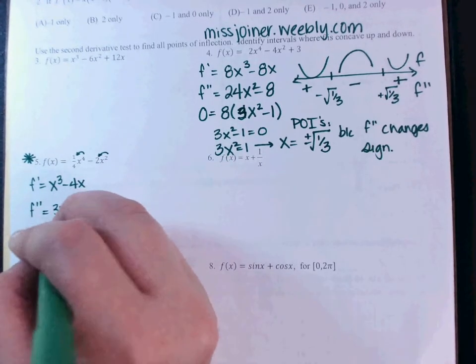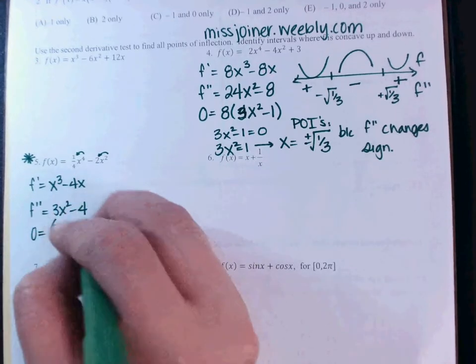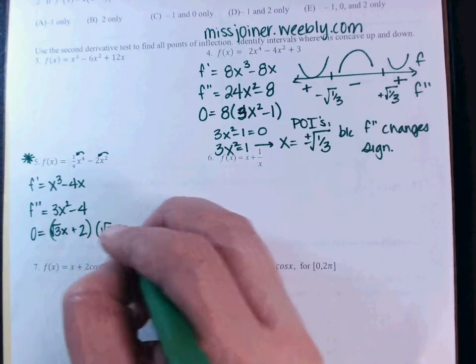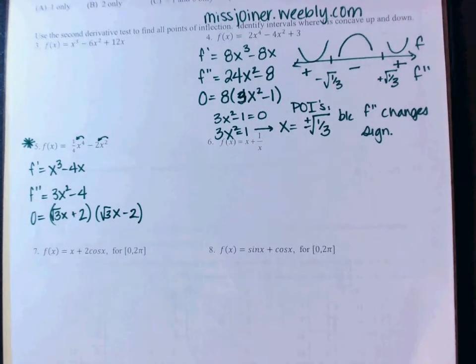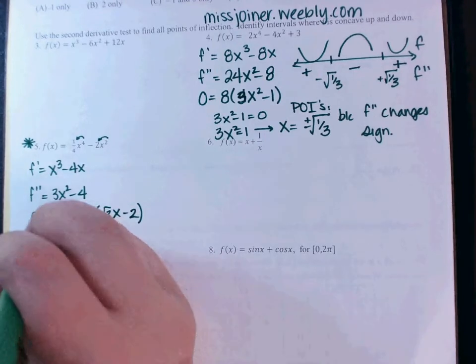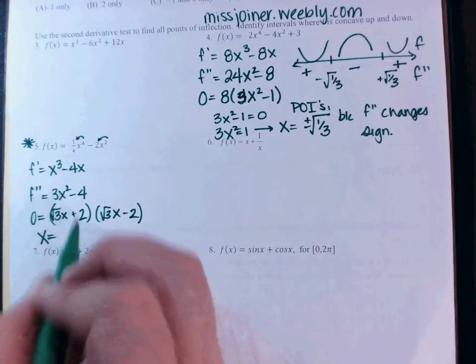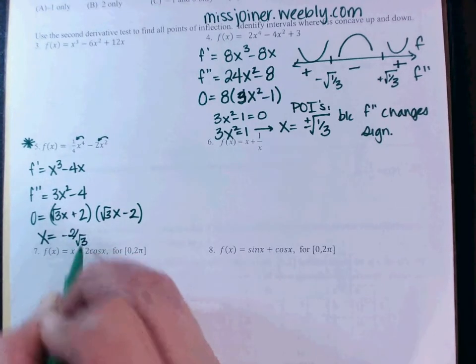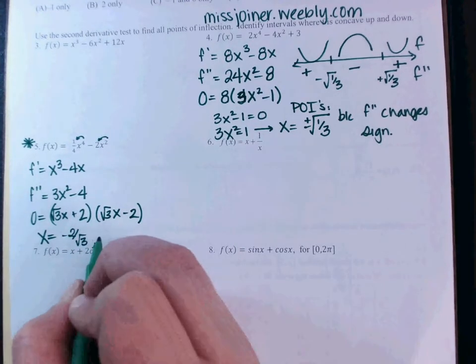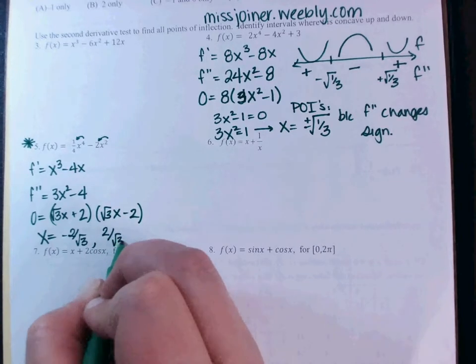It'd be root 3x plus 2 and root 3x minus 2. Even though 3 is not a perfect square root, you can still break it down, which means what are my two possible points of inflection? Negative 2 over root 3 and positive 2 over root 3.